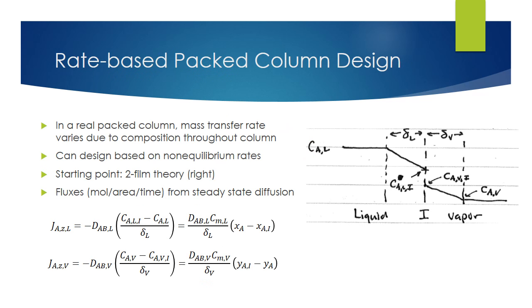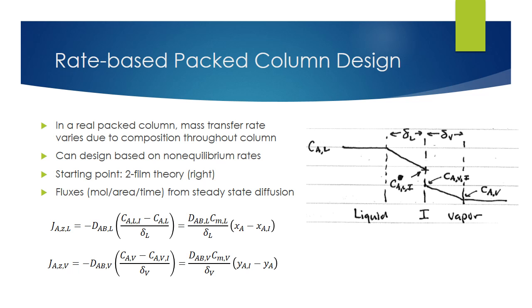That's not the only approach to designing packed columns. The other approach is rate-based. And the reason that we use a rate-based approach is that what actually needs to happen is that you get transfer of material from the liquid to the vapor, or from the vapor to the liquid, depending on which type of separation you're doing. But in a real column, that rate of mass transfer varies through the column, but it dictates what's actually going to happen. So basically, this is a completely different conceptual approach to the equilibrium approach, but we'll relate it to equilibrium as we go through our derivation.